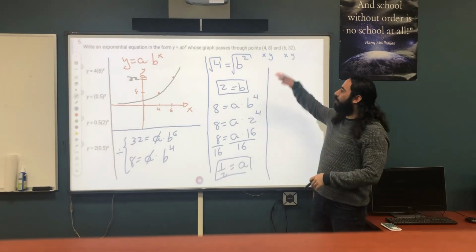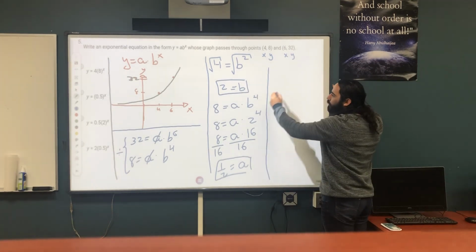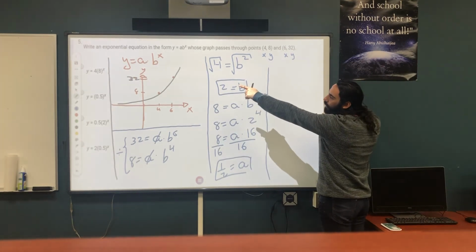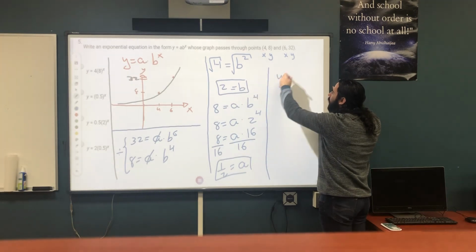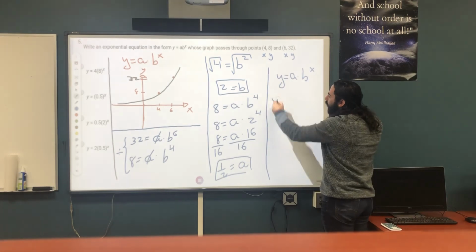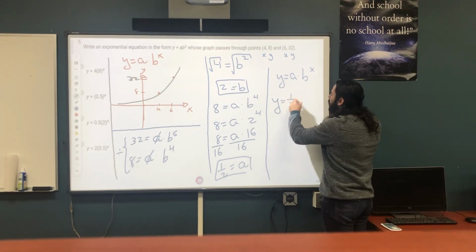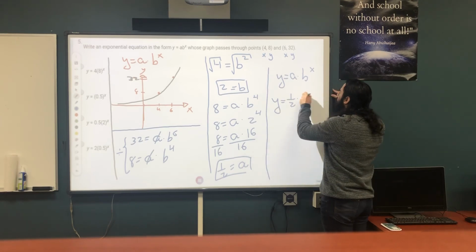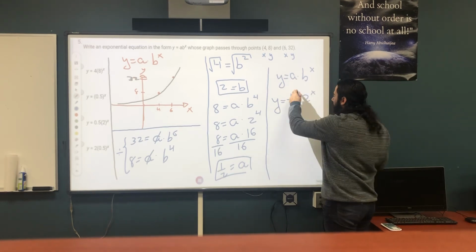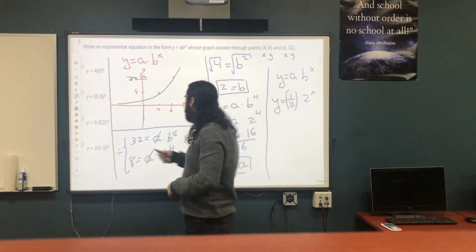So we found the value of b, we found the value of a. Now all we need to do is plug it in the exponential equation. y equals a times b to the power of x. So it's going to be y equals 1/2 times 2 to the power of x. And that is the answer. In this case, it's 11.